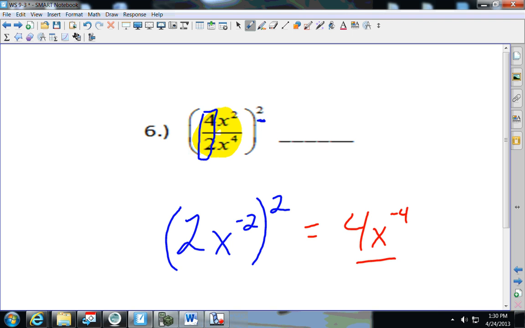This is one way it can be written, but we don't know if the EOC will use negative exponents, positive exponents, or what it'll do. I can also write this like this. Changing this to positive means I put it in the denominator, so it becomes 4 over x to the 4th. Both of these mean the same thing.